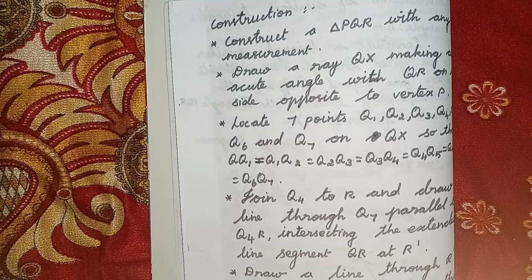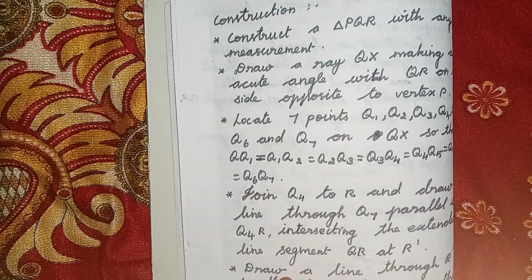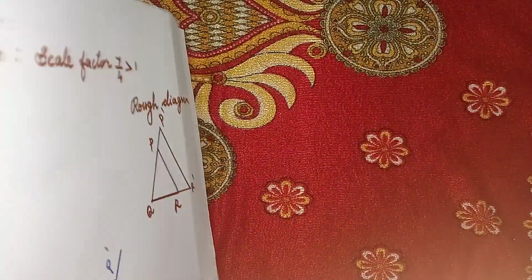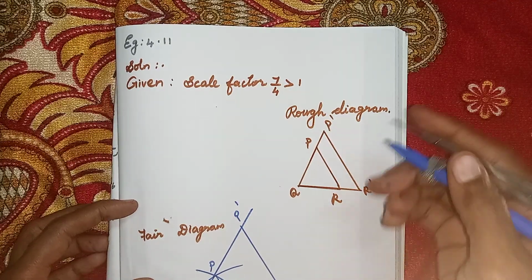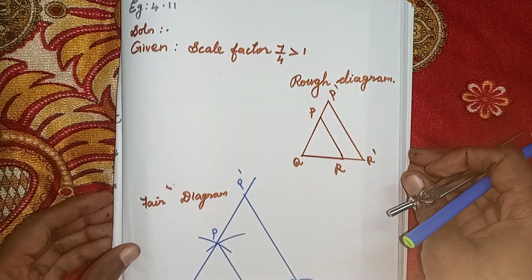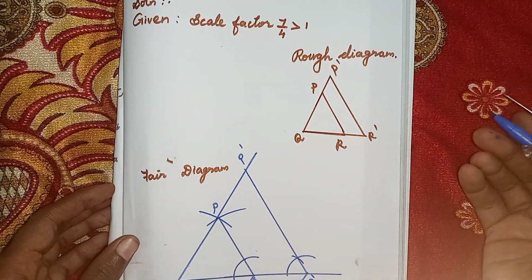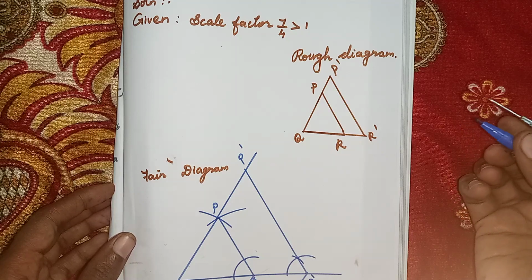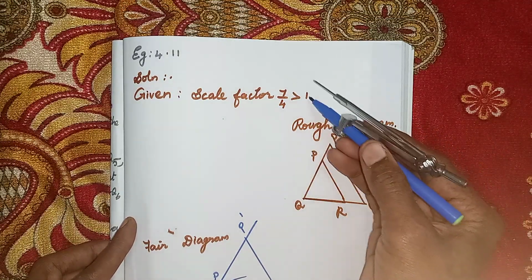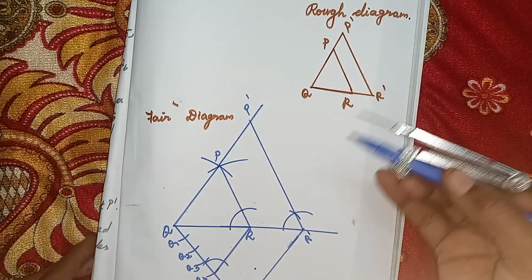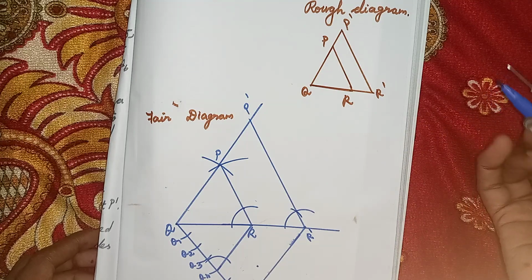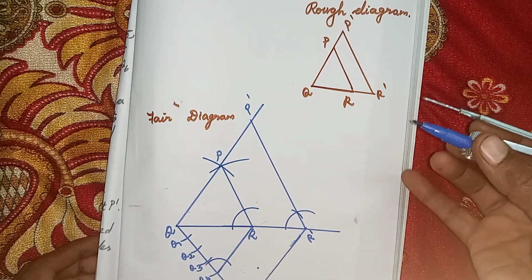You have to see properly: if the scale factor is greater than 1, the similar triangle will become outside. If the scale factor is less than 1, the similar triangle will become inside. Here the scale factor is 7 by 4, greater than 1. So we got the similar triangle outside of this triangle. Clear?